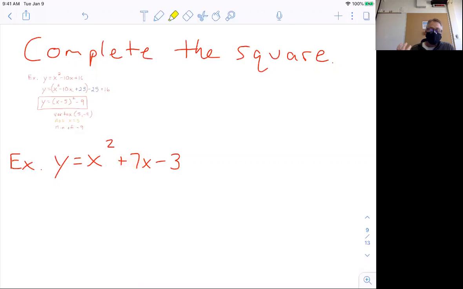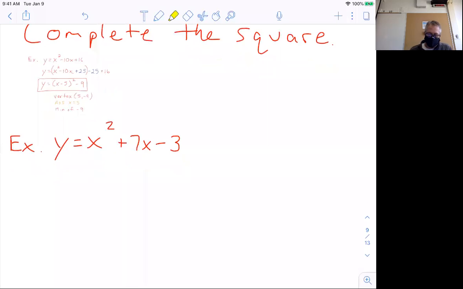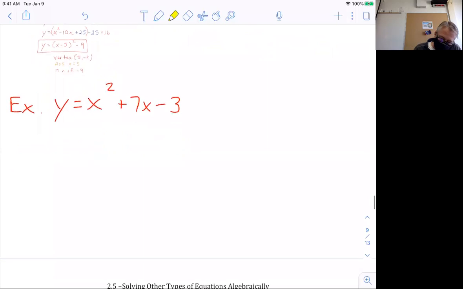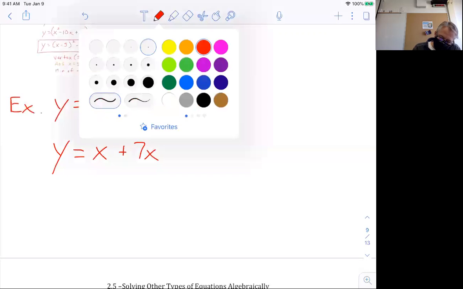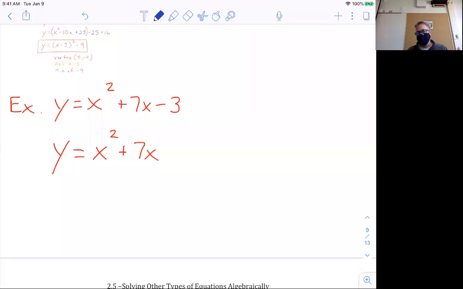But this is a nice thing about completing the square. Follow the process with me. So I'm going to write y equals x squared plus 7x. And then half of that would be 7 over 2, right? Just put it over 2. And then squared would be 49 over 4. I'm going to write plus 49 over 4 minus 49 over 4.